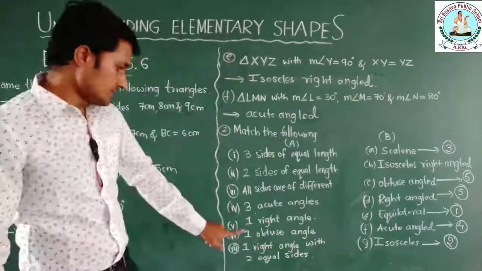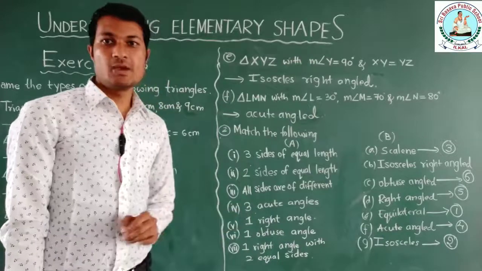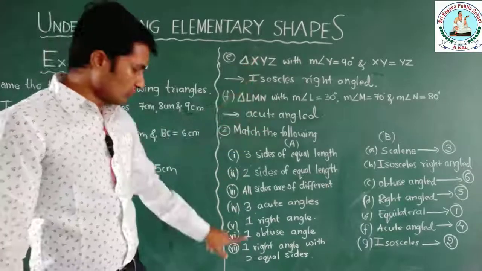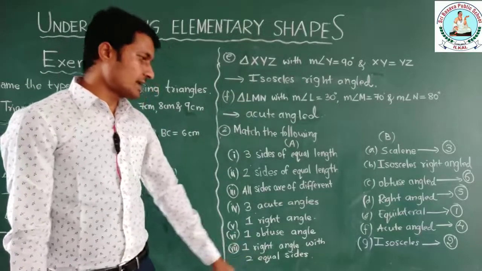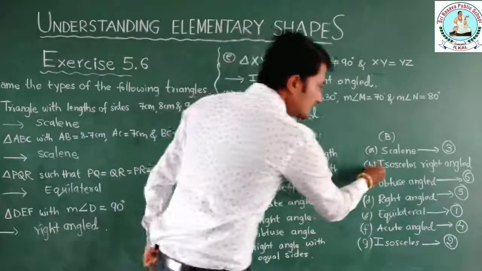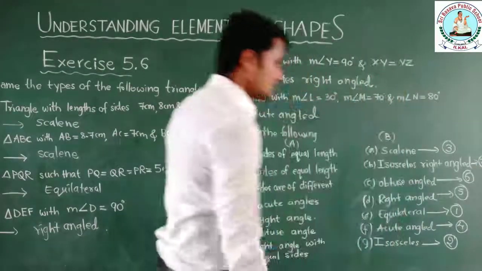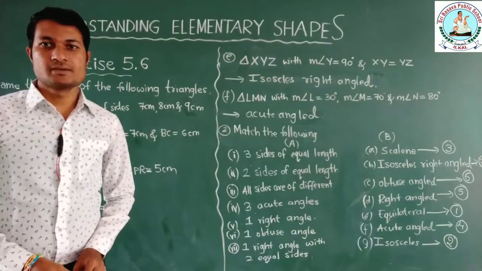Sixth one, right? And one right angle with two equal sides. It is very similar to this question. If two sides are equal, it is isosceles, and one of the angles is equal to one right angle. So where is that? Isosceles right angle. So this is the seventh answer. So this is how we need to match the following.